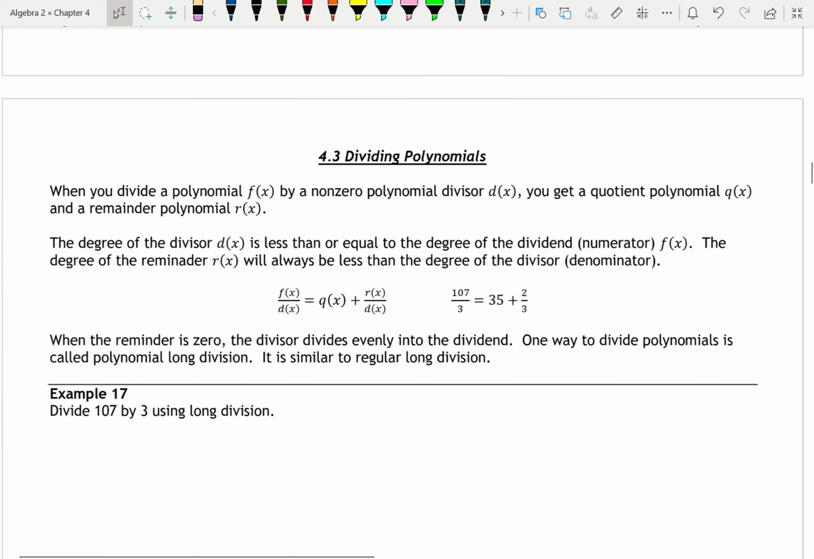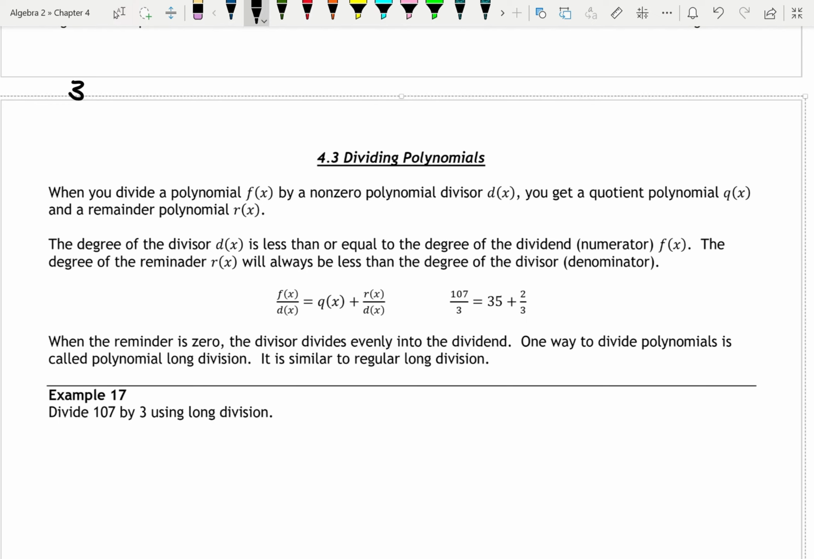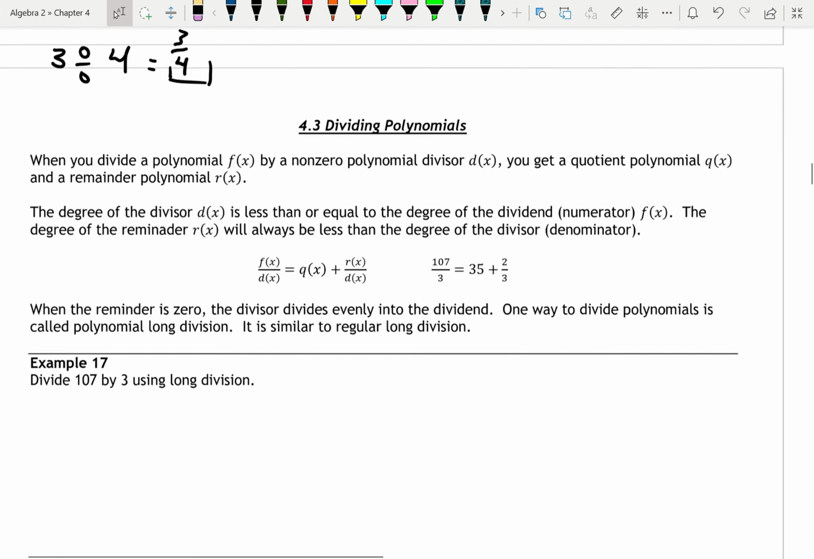Just like the set of integers is not closed on division. You can find two integers, maybe like 3 and 4, and if you divide them, it gives you a non-integer. This would be like 3/4, which is not an integer. So let's read the little blurb here. When you divide a polynomial f of x by a non-zero polynomial divisor, you get a quotient polynomial q of x and a remainder polynomial r of x.